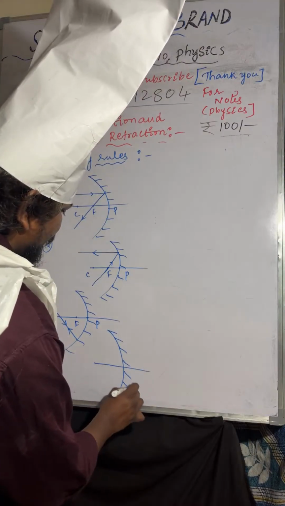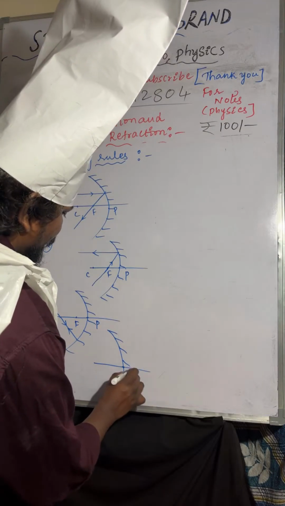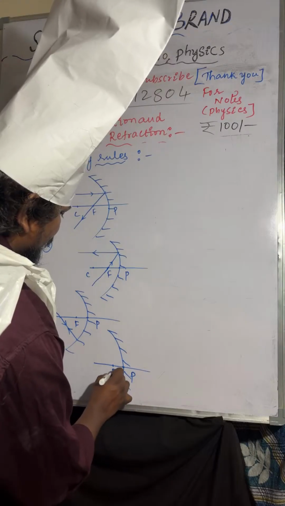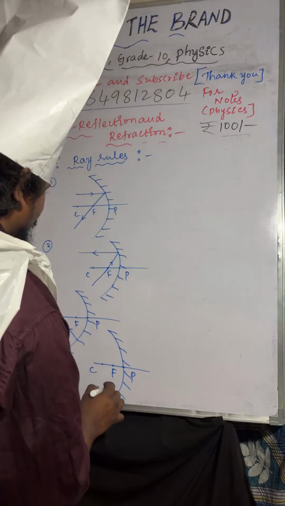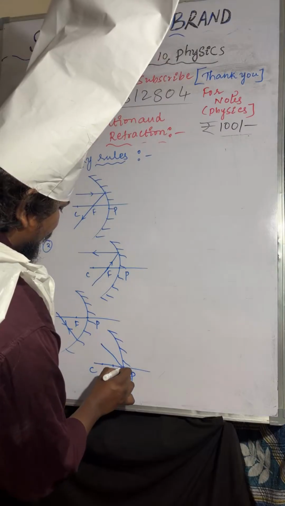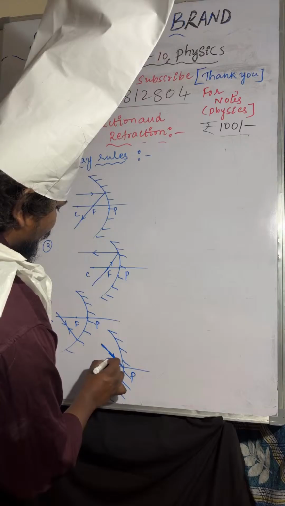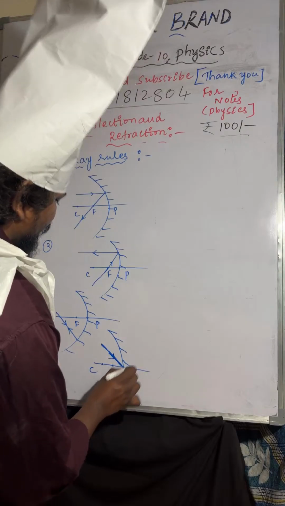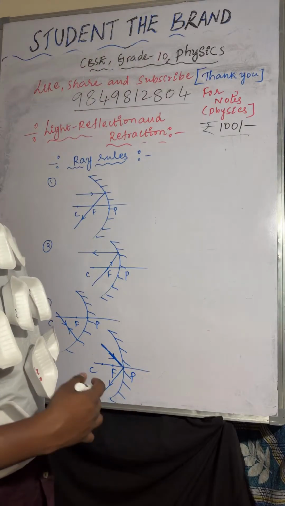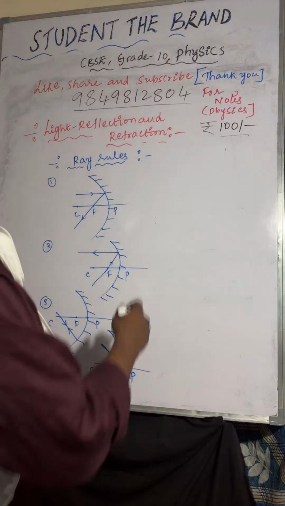Fourth rule: with the pole, focus, and center of curvature marked, a light ray incident at the pole reflects back into the same medium.